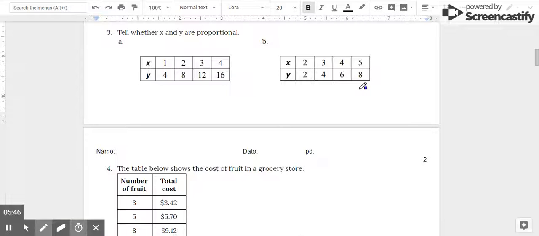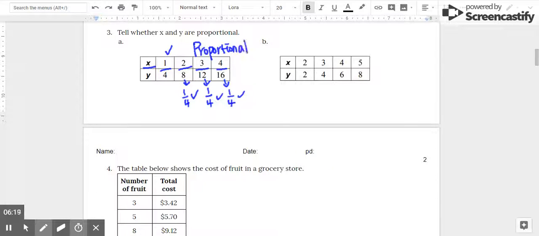Tell whether X and Y are proportional. It's the same thing. I'm going to just use X to Y. So 1 to 4, 2 to 8, 3 to 12, 4 to 16. If you simplify, 1 to 4 is already simplified. 2 to 8 is going to be 1 to 4. And this is going to be 1 to 4. This is going to be 1 to 4. I'm simplifying. Everyone see that all four ratios are equivalent? So X and Y are proportional.